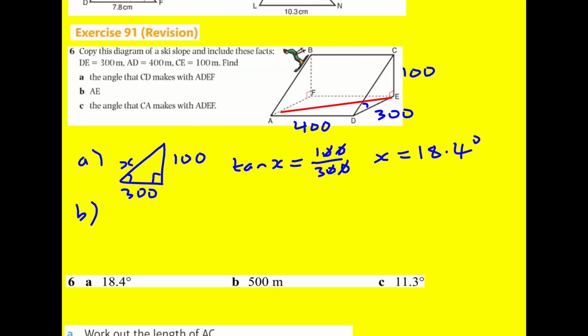For B, we're finding AE. That is that length there. And actually, you've got to recognize that because the base is a rectangle, it doesn't look like it in some ways, because we're drawing it in 3 dimensions, but that angle there is a right angle.